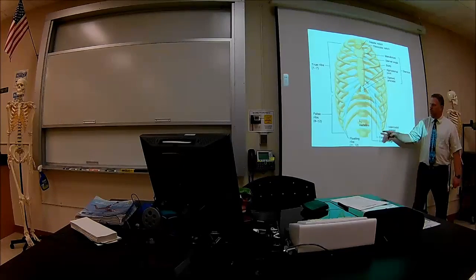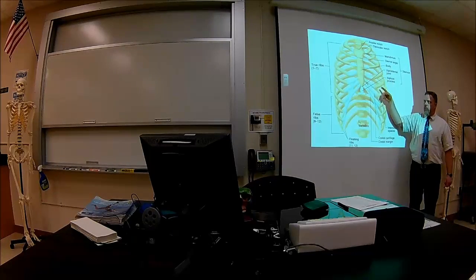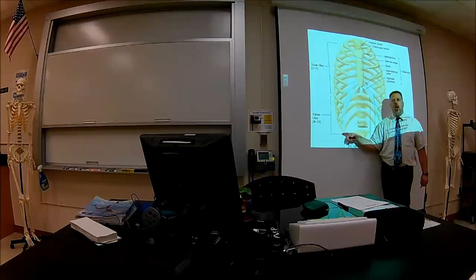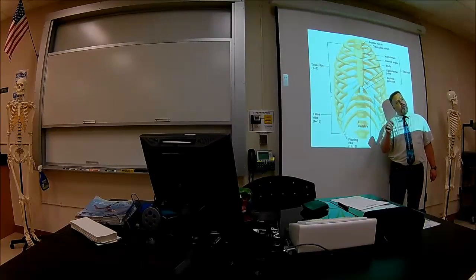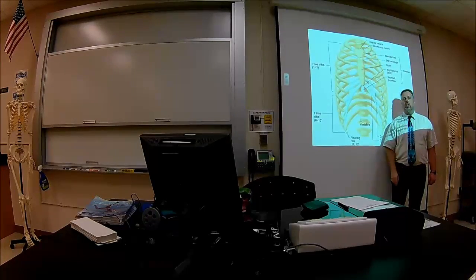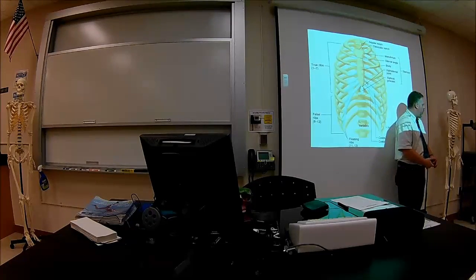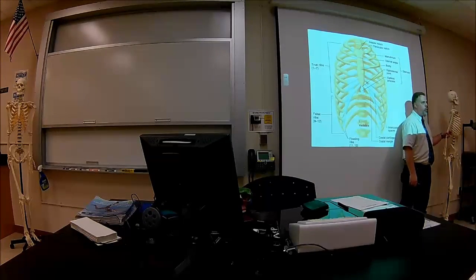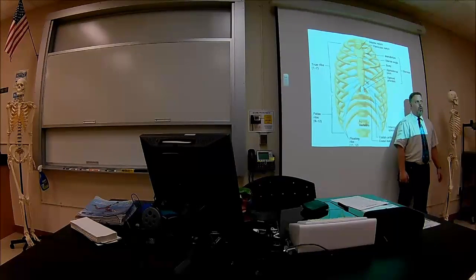Okay? So again, true ribs are ribs 1 through 7. False ribs are 8 through 12, which specifically ribs 11 and 12 are also known as the floating ribs. And you can see them on Fred over here, the two floating ribs, 1 and 2. Okay?